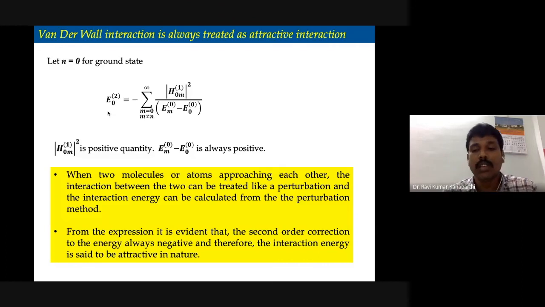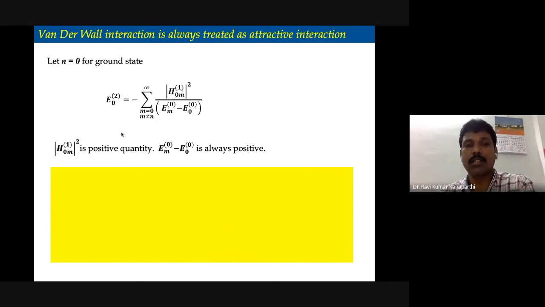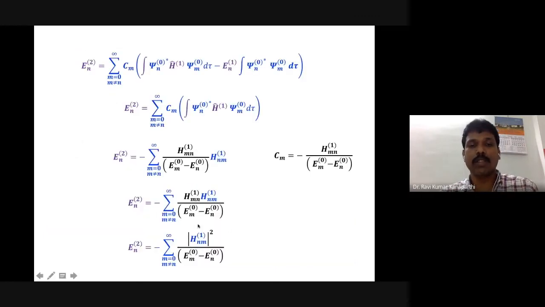To calculate the first order correction to the energy of any perturbed system, we have to calculate some integrals. And suppose you want to calculate the second order correction to the energy, this particular object you have to evaluate. After evaluating this object, you have to multiply with alpha, the perturbation parameter, and then add this energy to the unperturbed system energy, then that will be your total energy of the system after perturbation.